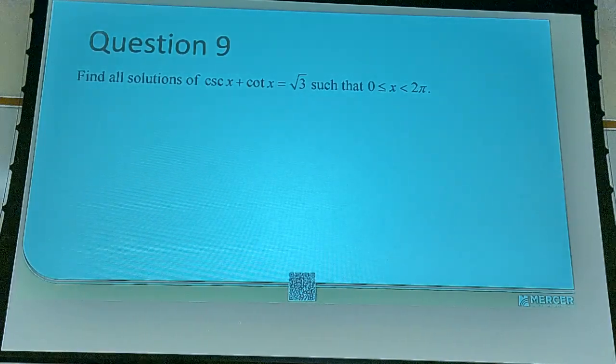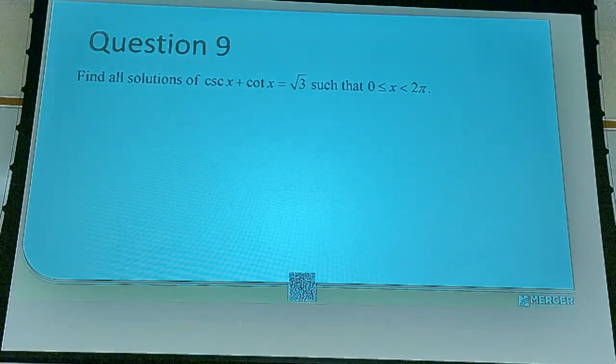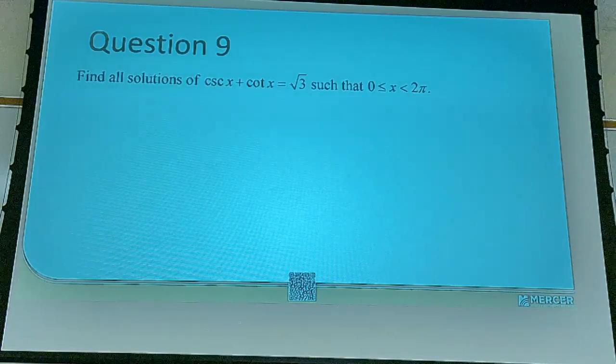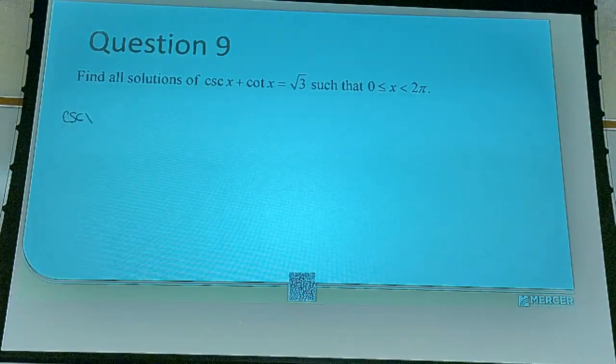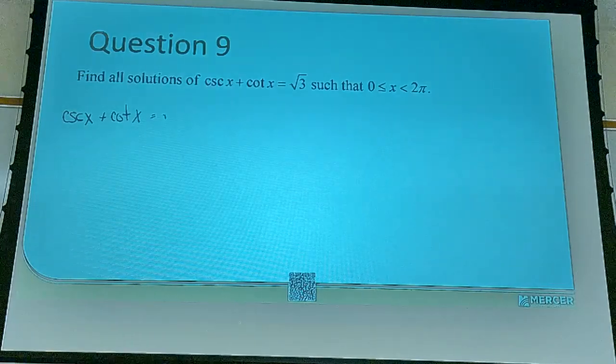Last time we looked at the sum, product, sum items, right? We started solving equations. Today we're going to finish. Remember, when in doubt, just write everything in terms of sine and cosine.